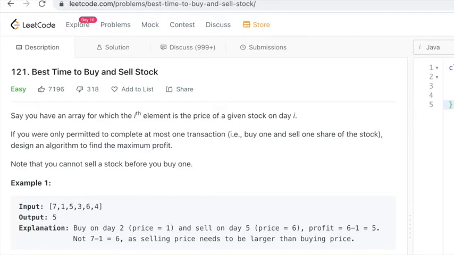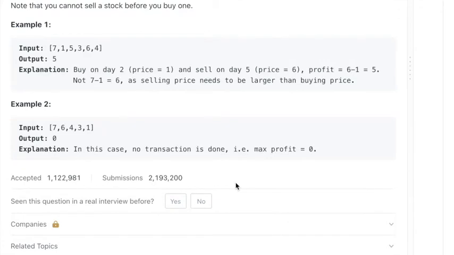So let's go through the examples. In the first example, we have an input array and these are the prices. So on the first day, the price of the stock is 7. On the next day, it's 1, then 5, then 3, 6, and 4. And we have the output as 5. So this is because you buy the stock on day 2, where the price is 1, which is the lowest. And then you sell it on day 5, when the price is 6, and you make a profit of 6 minus 1, which is 5.